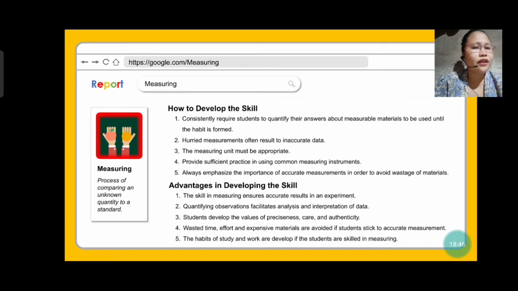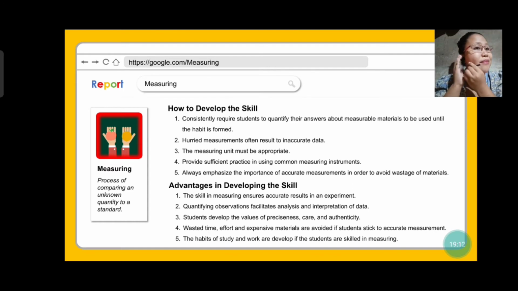And fifth is the habits of study and work are developed if the students are skilled in measuring. So since the students are skilled na in measuring, so the habits of study and work, so they can now know how to balance their work and study. That is the most important advantage of the skill of measuring.